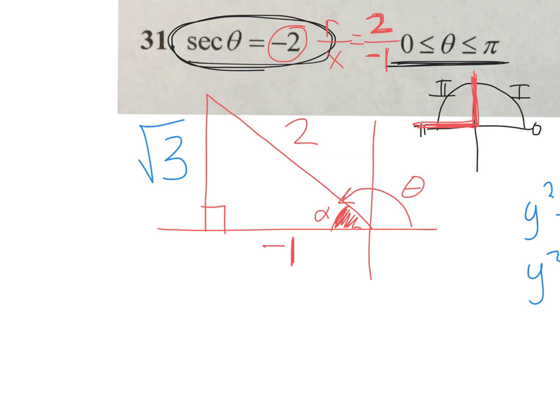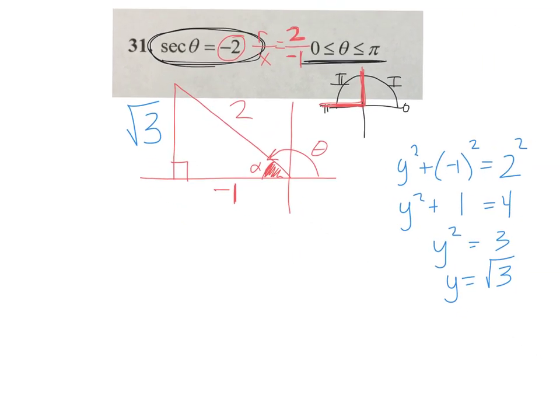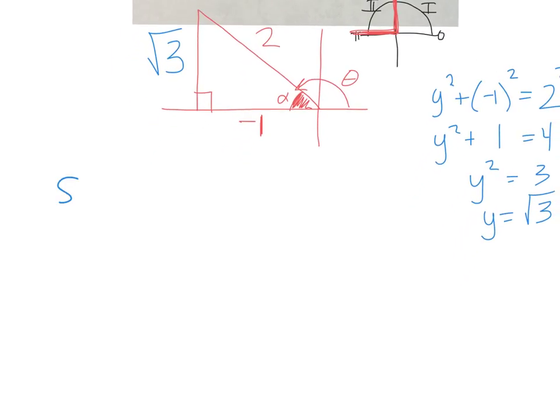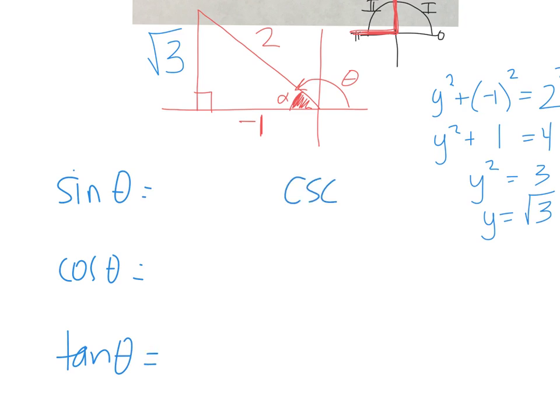So now that we have our 3 sides, we can easily write down all the other trig values. We already have secant, but we'll do that again just for fun. So we have the sine of the angle, the cosine, the tangent. Those are your common 3. And then we have the cosecant. We have the secant, which is -2. We're given that one. And then we have the cotangent.